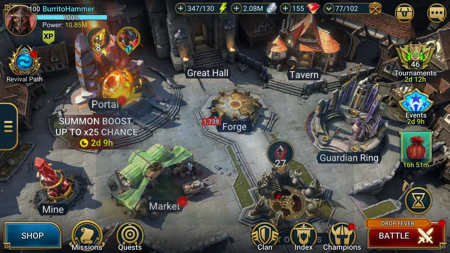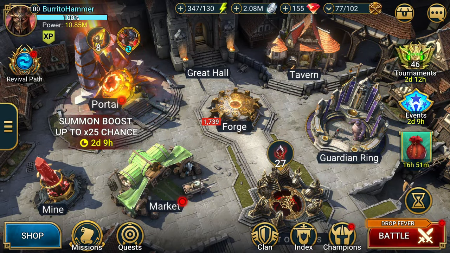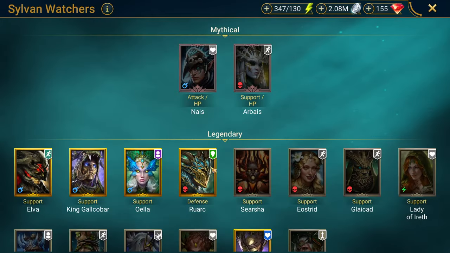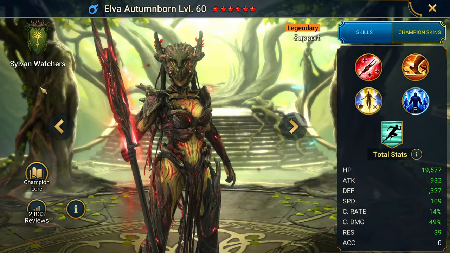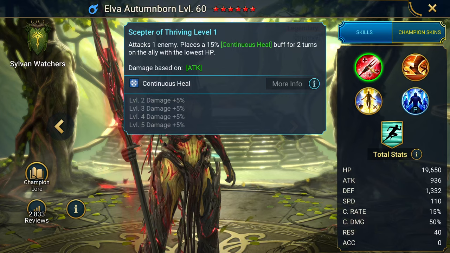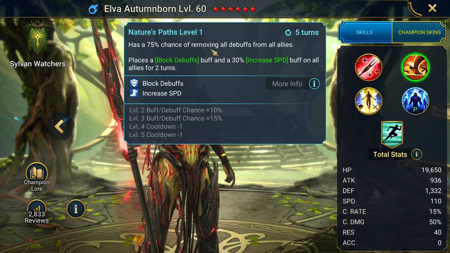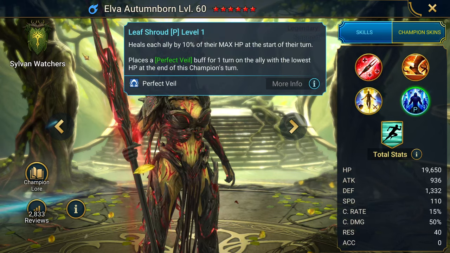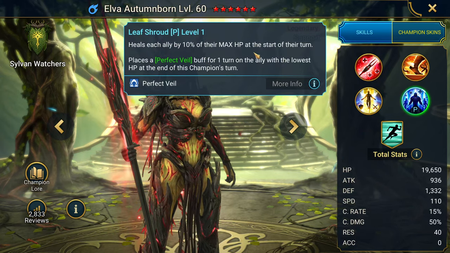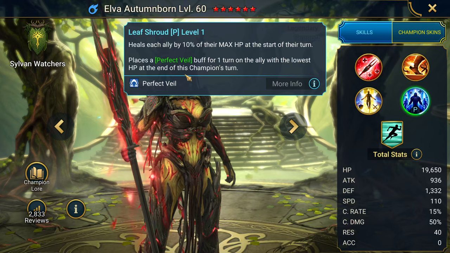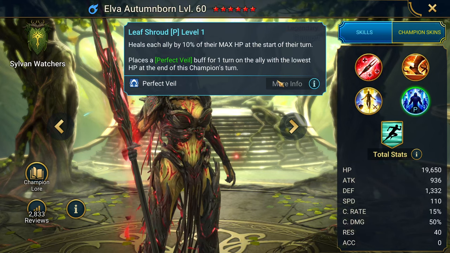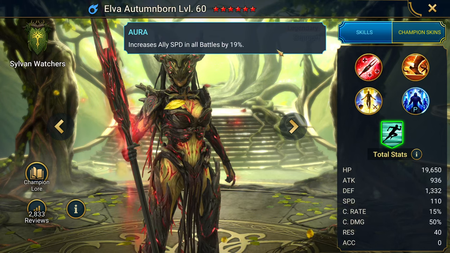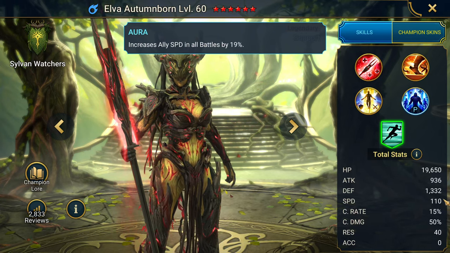And for those of you wondering, what does Elva do? Why is she such a good champion? Great support champion, right? So here she is, Elva, Sylvan Watchers, A1, continuous heals, debuff removal, increase speed, revive with increased attack and defense, and then heals allies by 10% of their max HP at the start of their turn, places a perfect veil buff on one ally with the lowest HP at the end of this champion's turn, and then speed aura boost by 19%. Overall, just a great champion, going pretty fast at 110.